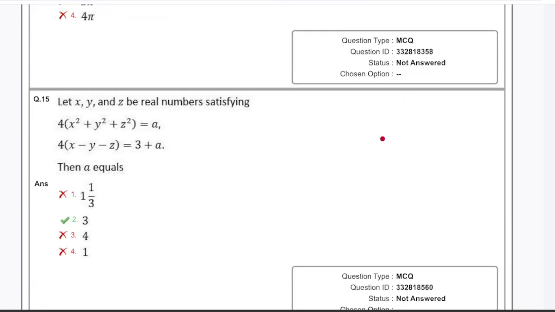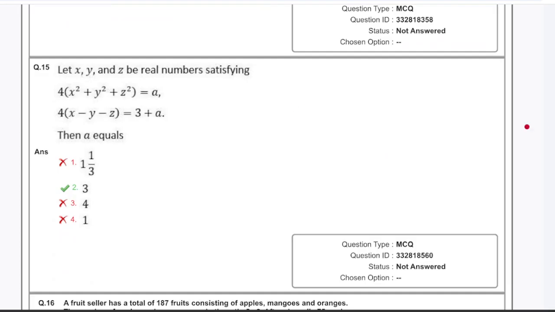Let's look at the next question, number 15. It says, let x, y, and z be real numbers satisfying 4(x square plus y square plus z square) equal to a, and 4(x minus y minus z) equal to 3 plus a. That means we can bring this 3 towards the left hand side, and this becomes equal to a. Now I can put these two expressions equal because they both are equal to a.